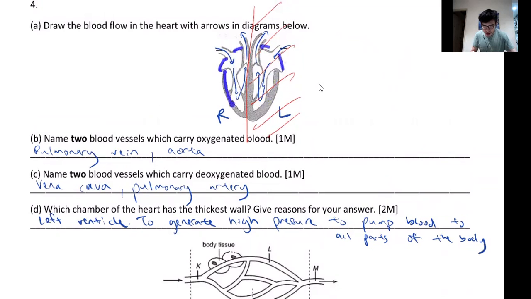And then the right ventricle is only to pump to the lungs. The lung is just next to your heart. So it's very near. They don't need to pump so far. So the wall is very thin, you see. This wall is very thick, so it's pumping to the whole body.